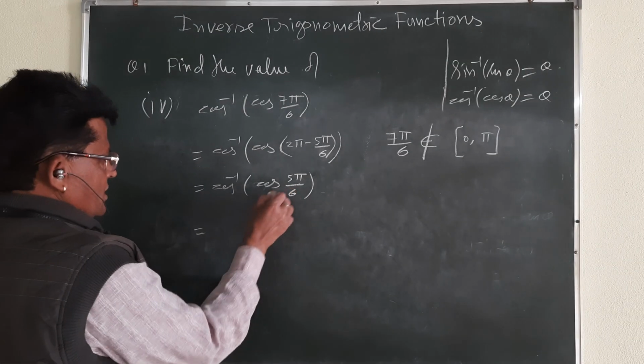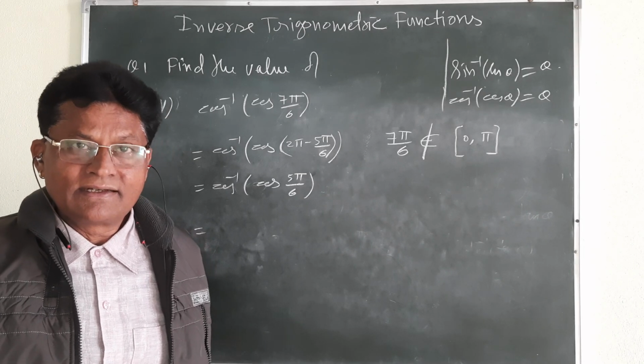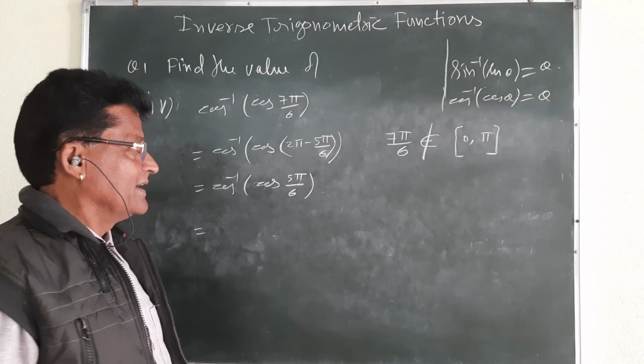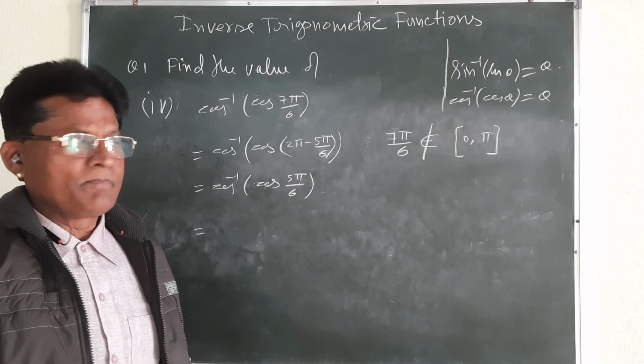Okay, now you see 5 pi upon 6. I told you it is what? 30 degrees, and 30 into 5 is 150.